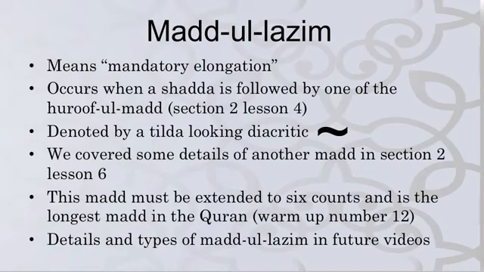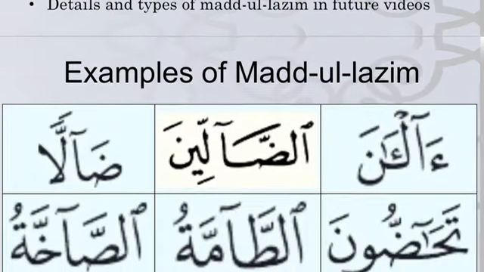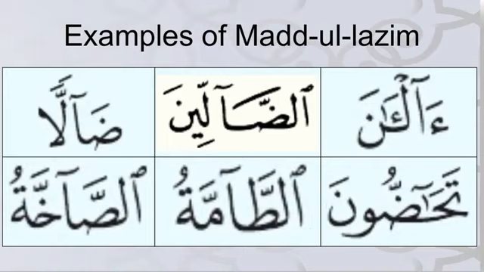Now this is one of the types of mad. There's a lot more. Maddul lazim has 6 cases. We're not going to go over all those 6 cases and the different types of them that occur in the Quran today. We will go over them in a future video. I'm going to do an entire series of videos on ahkam al-madud, the rules related to elongation. It's a future series of videos. But today I just wanted to give you this one case of maddul lazim. Some examples of maddul lazim.